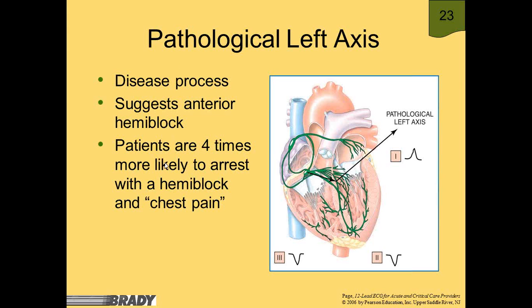These patients are 4 times more likely to arrest if they're having a hemiblock and chest pain. So if you've got somebody that has chest pain, you throw a 12 lead on them, and you see this, there's a disease process that's going on in the heart that's keeping that electrical conduction from going through. So we already have a diseased heart. We have an issue with electrical conduction. We probably have an issue with circulation, which is the precursor to the disease or the cause of the disease. So we have a sick heart here, and if we see that, you want to perhaps prepare for the worst.